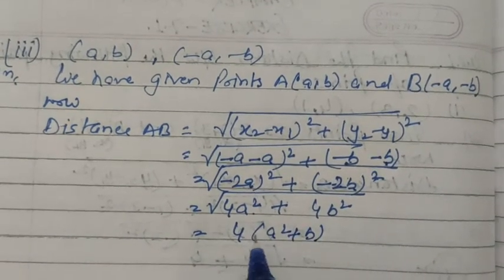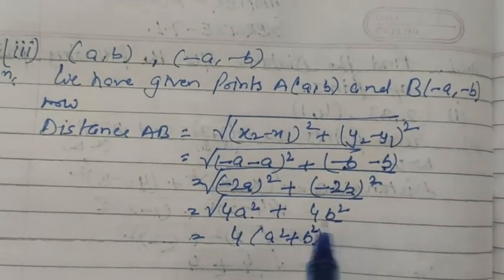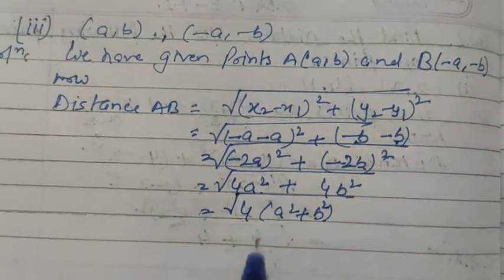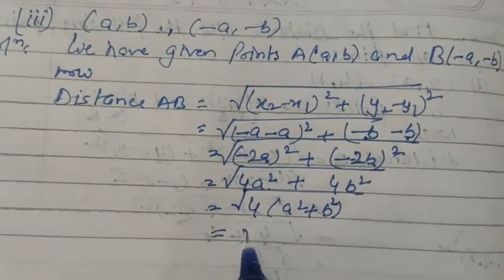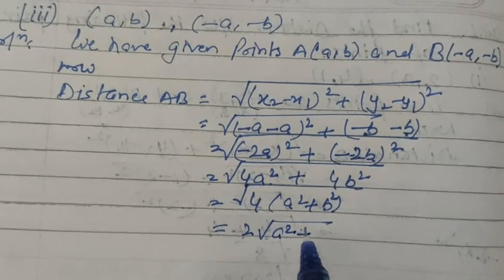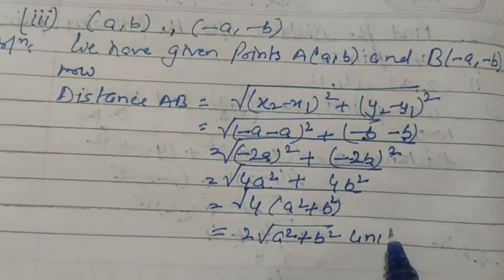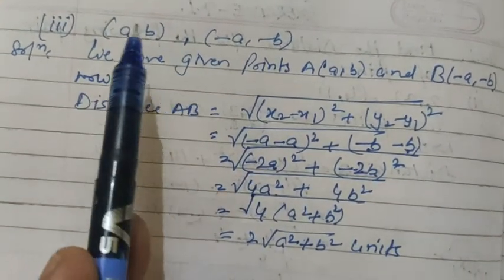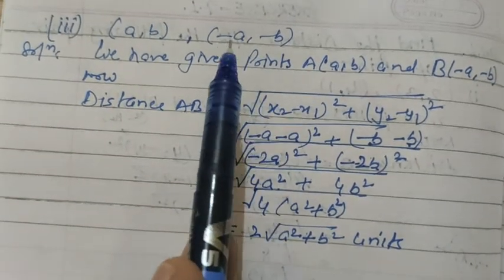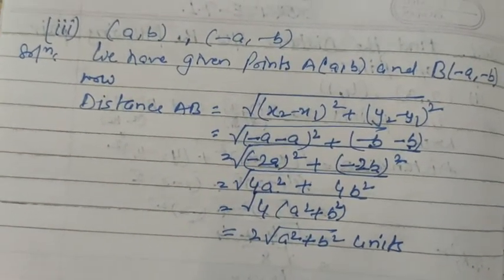This becomes 4 into a square plus b square, under the root. So the square root of 4 becomes 2. So we can write it as 2 into under the root a square plus b square units. So this is the distance between the 2 points (a, b) and (minus a, minus b). So pause the video and note it down.